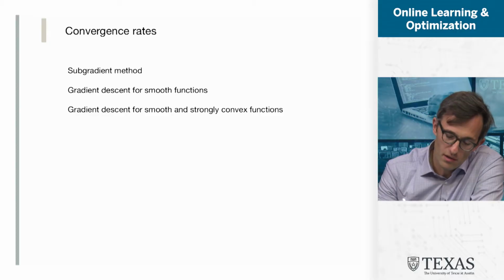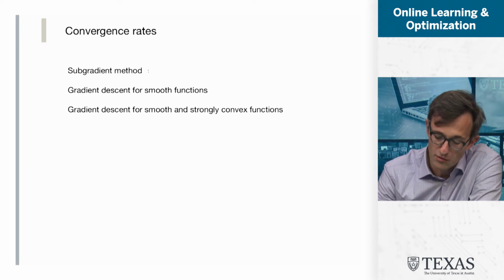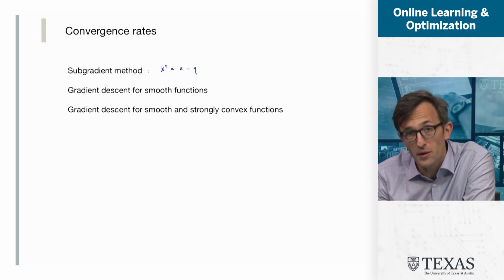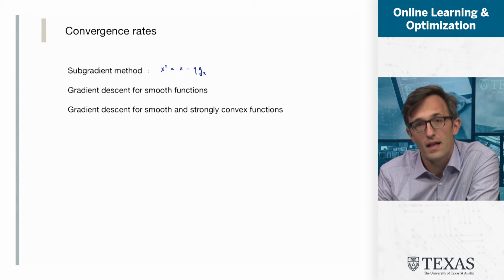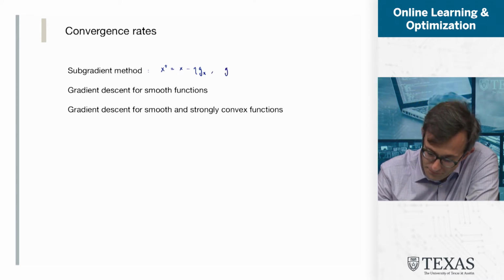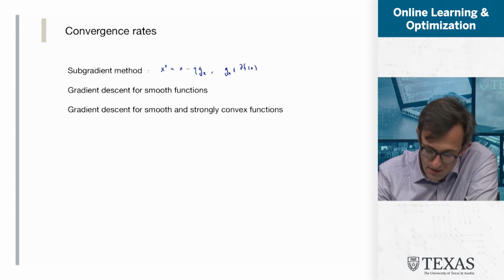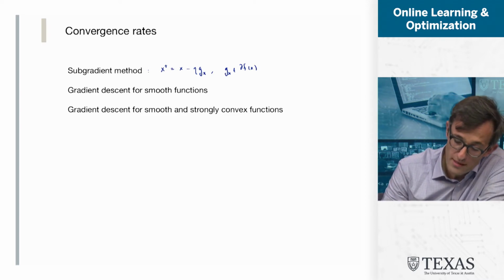So the first thing that we're going to do is look at the subgradient method. And again, this algorithm is the setting where my update, x plus, is going to be x minus a step size, and again, not a gradient because I'm going to apply this to functions that may not even be differentiable. So we'll need to replace the gradient with an element of the subdifferential. And then we're going to look at gradient descent for smooth functions and for smooth and strongly convex functions.